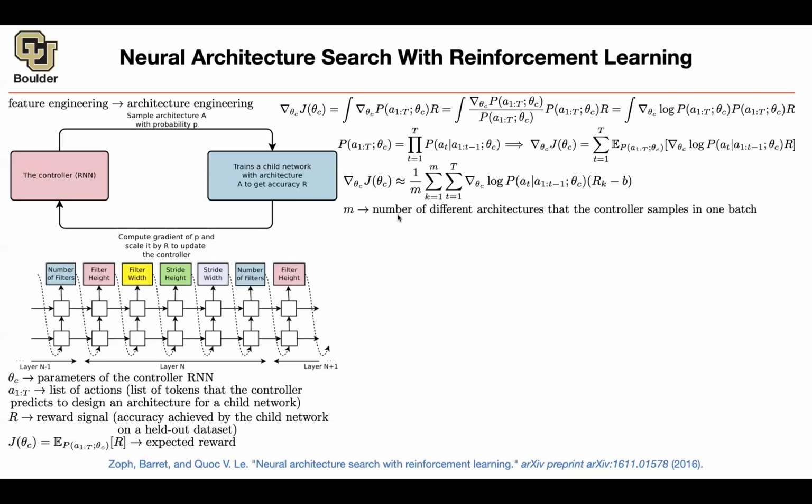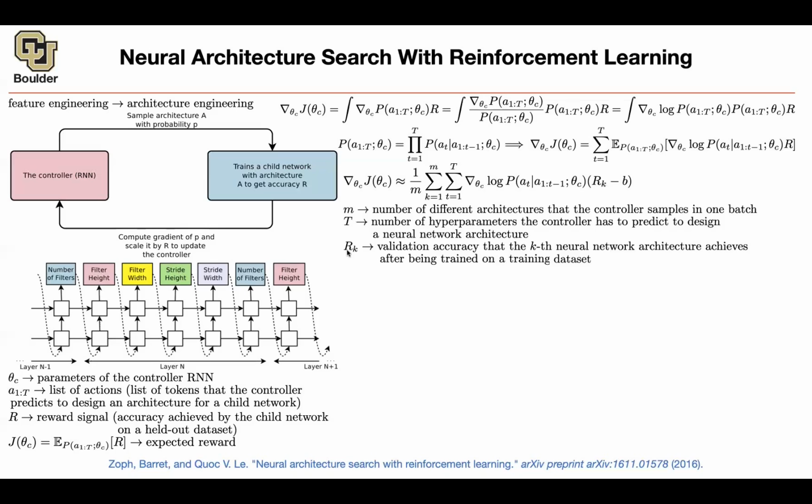And as I mentioned, M is the number of different architectures that you're sampling. T is the total number of actions. In this case, it is 5. R_k is the corresponding validation accuracy for the kth architecture. And B is a baseline. It's just a moving average of previous architecture designs, basically the average performance of those architectures that you tried out. And this is going to help you still stay unbiased. This is still an unbiased estimation because B is just a constant.